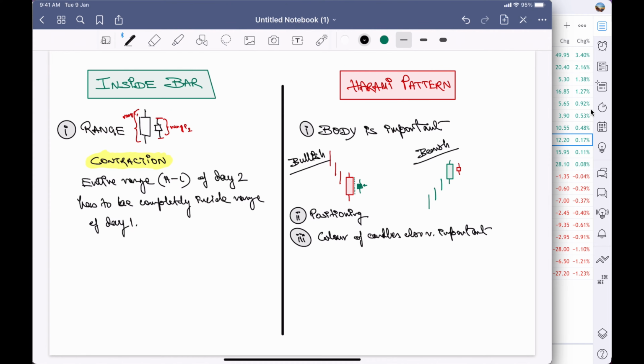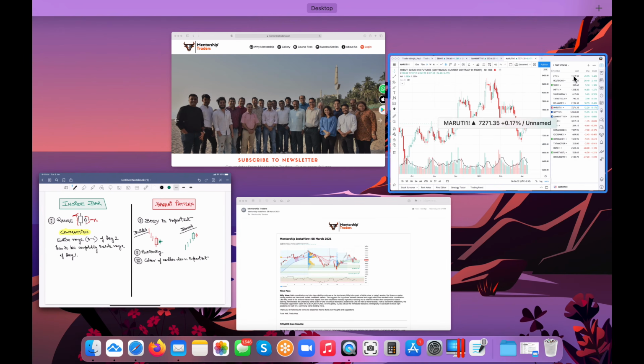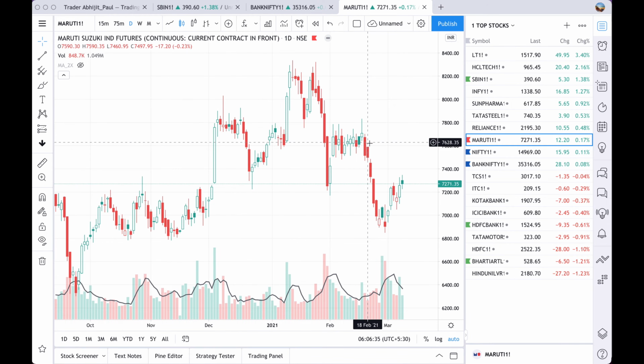I'm not a big fan of using volume in the trading strategies and setups which I personally trade and share, but yes, to some extent we can look at it. So let's go to the chart straight away. Now that we've understood the concept, let's come straight away to the charts.